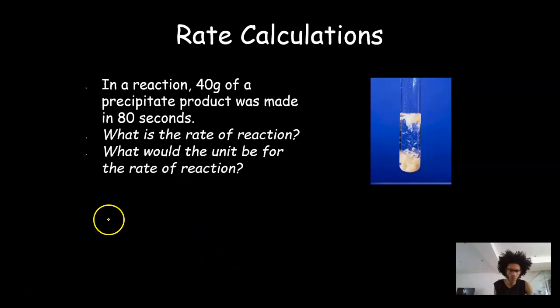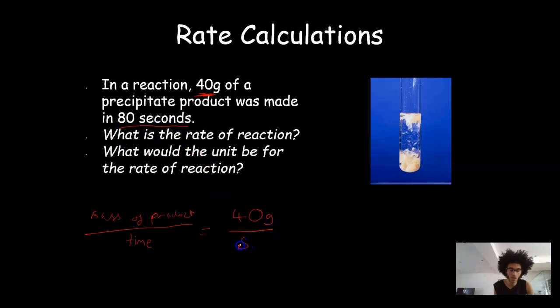If we remember the equation from the previous slide, it's basically the amount of product, so I'm going to put mass of product, and that is always going to be divided by time. In this case, I look at the question and I can see I've got 40 grams here, so at the top I'm going to write 40 grams. And this is happening in 80 seconds. That's my time. So I make 40 grams in 80 seconds.